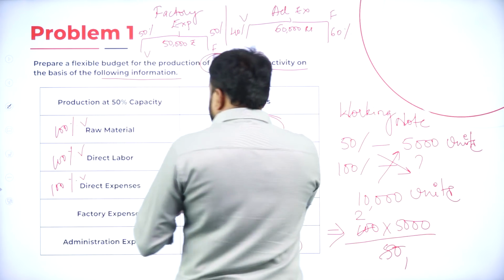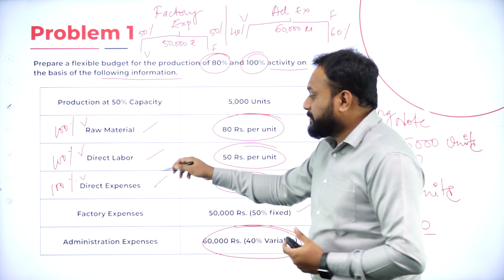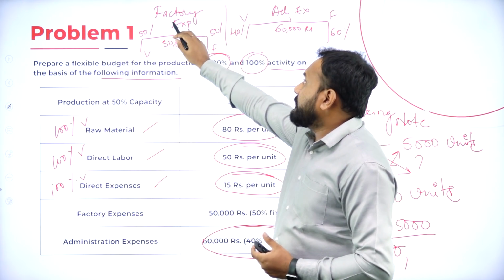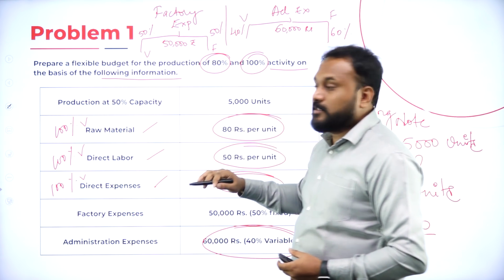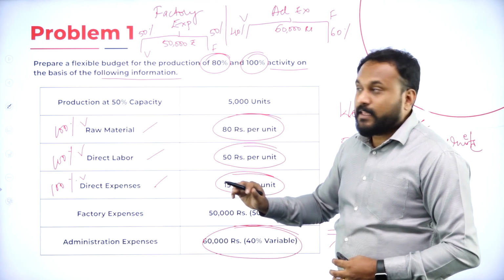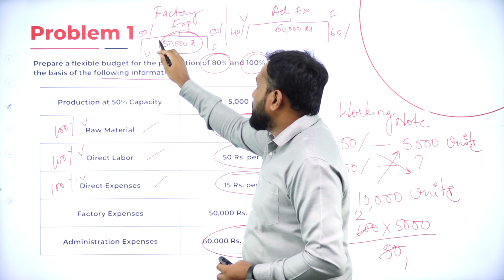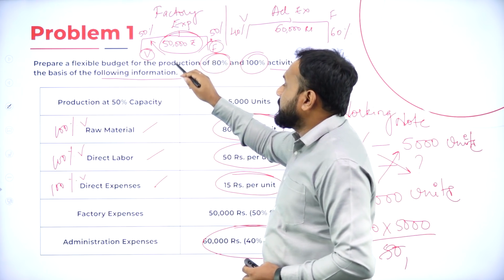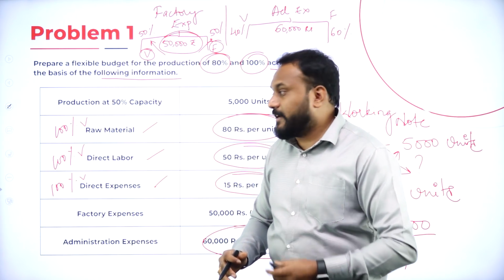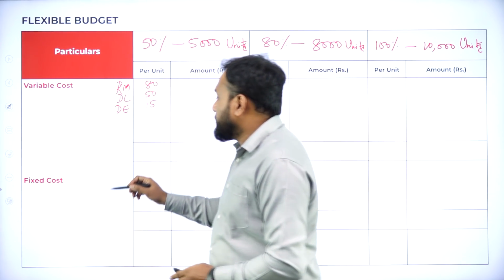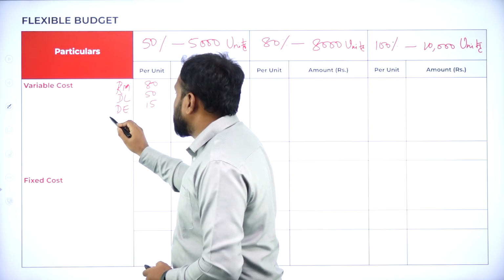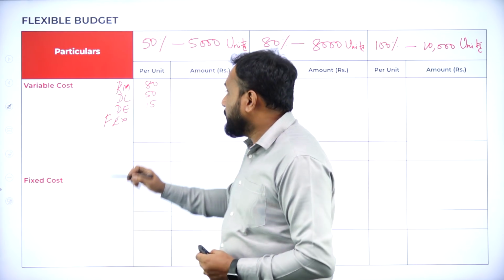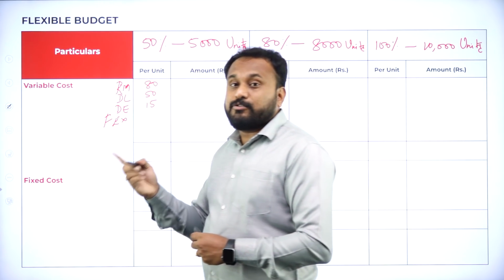Now raw material is written, direct labor is written, and direct expenses is written. Now factory expenses and administration expenses are there. We are supposed to calculate factory and administration. Now students, understand this logic here. Out of 50,000 rupees, we are supposed to give 50% to variable and 50% to fixed. That means 50% of 50,000 is 25,000. So the entry is factory expenses. How much are we supposed to write? Per unit or amount? It is the amount.